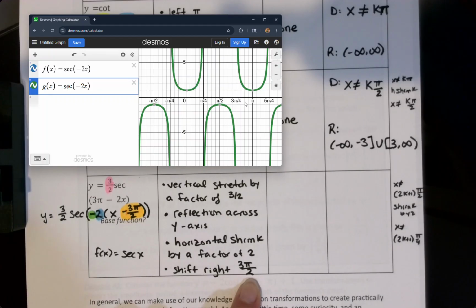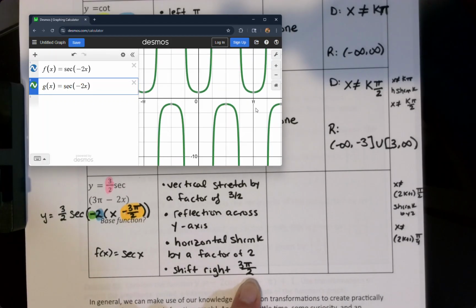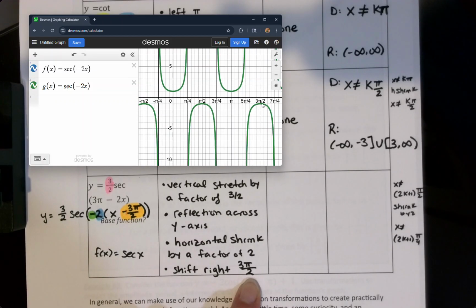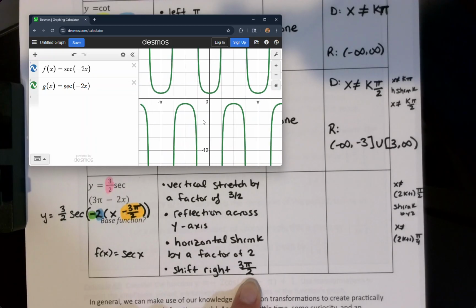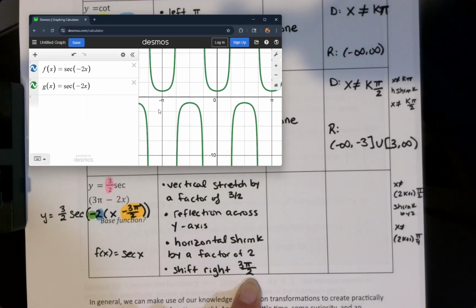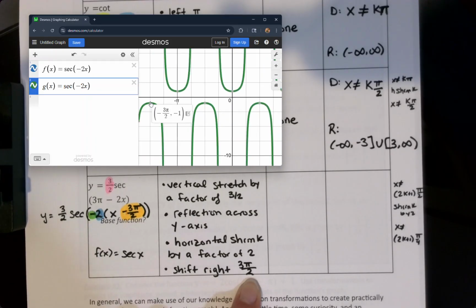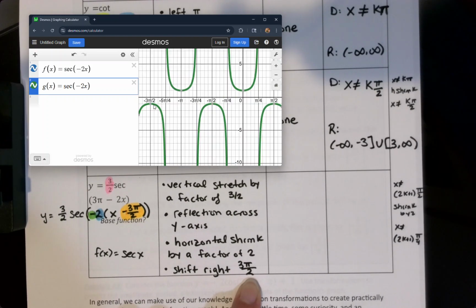So 3 pi halves is right here. This is going to move to the right. So I should actually go ahead and figure out where negative 3 pi halves is. Right here. This is going to move to the right. And so this point right here, I'm going to expect to land on 0. So I'm going to watch this point here move on to 0.